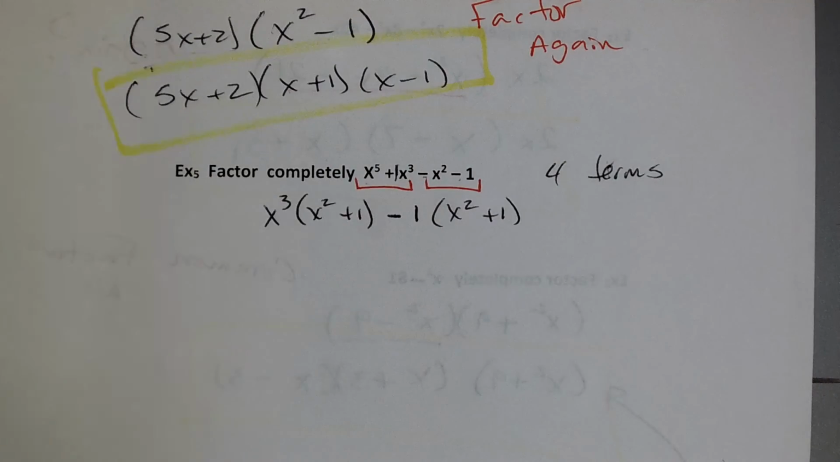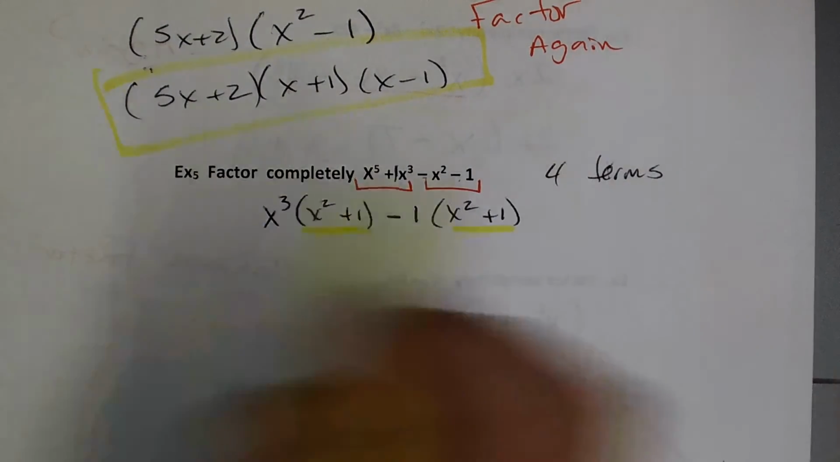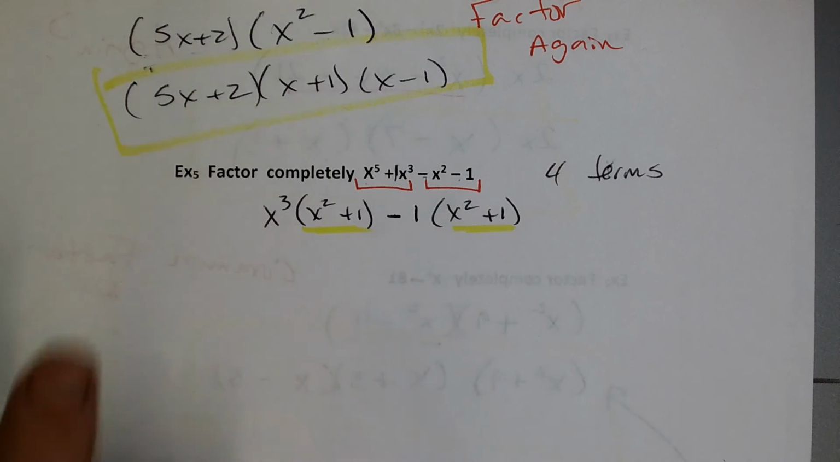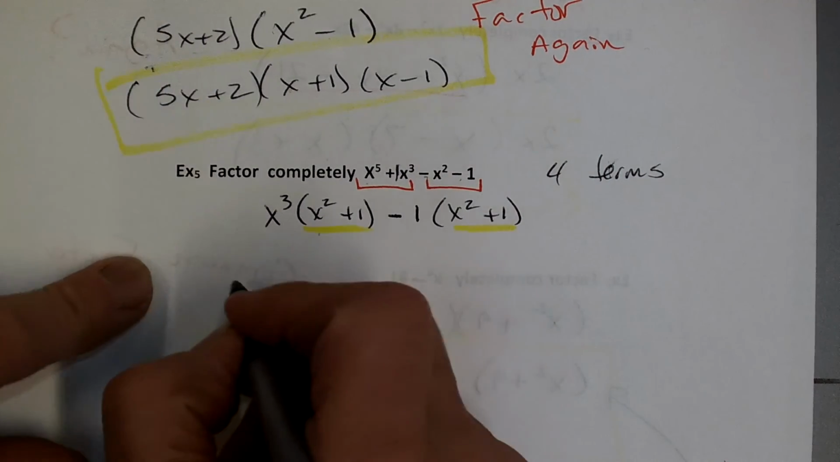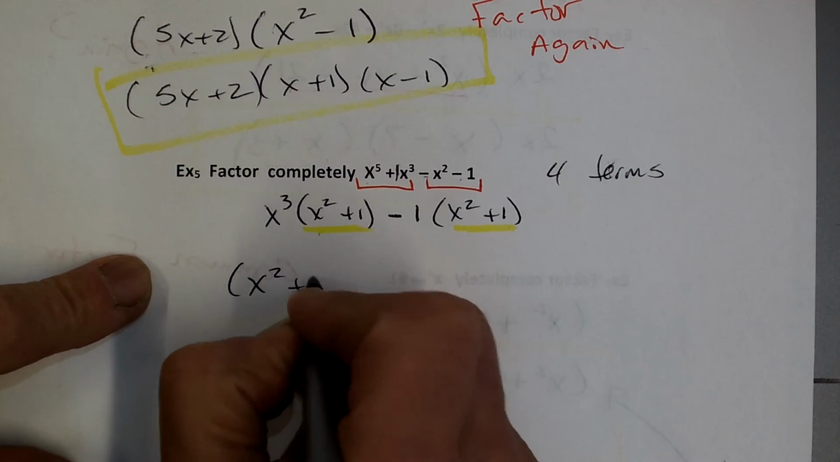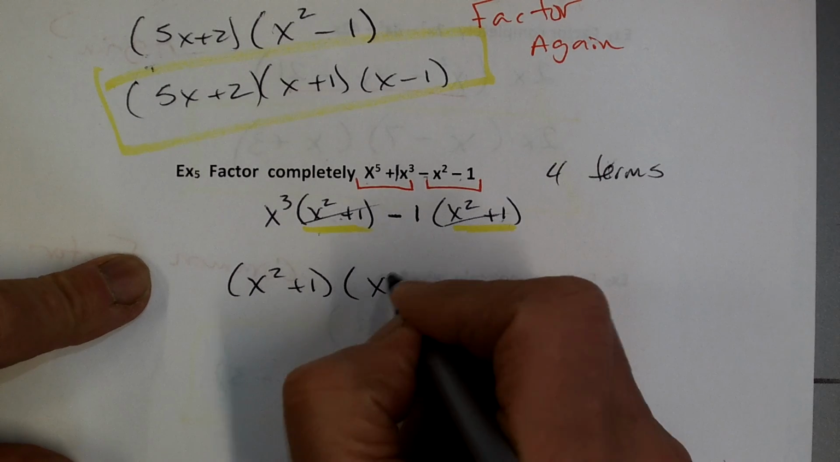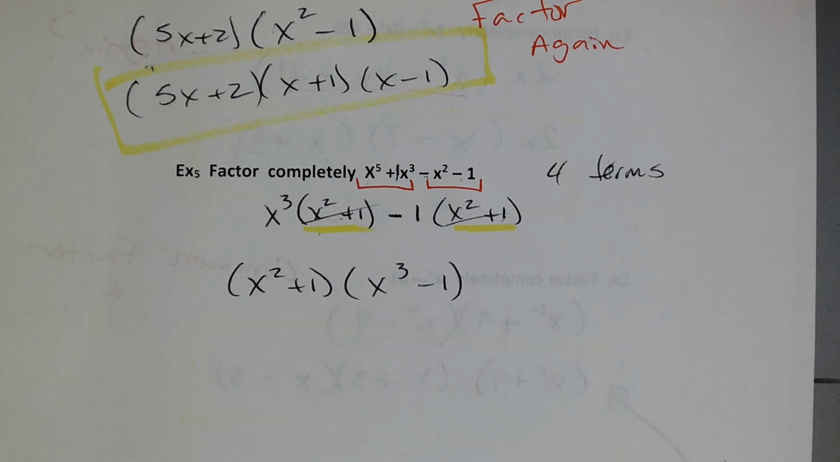Again, what we're looking for is we want something to be the same. We do. When we do grouping, our goal is to get to here. So finally, what do they have in common? They've got the x squared plus 1 in common, because I take it out, and what's left over is an x cubed minus 1.